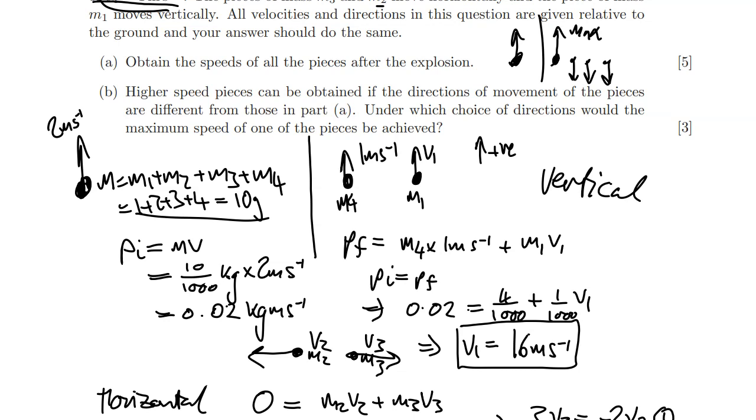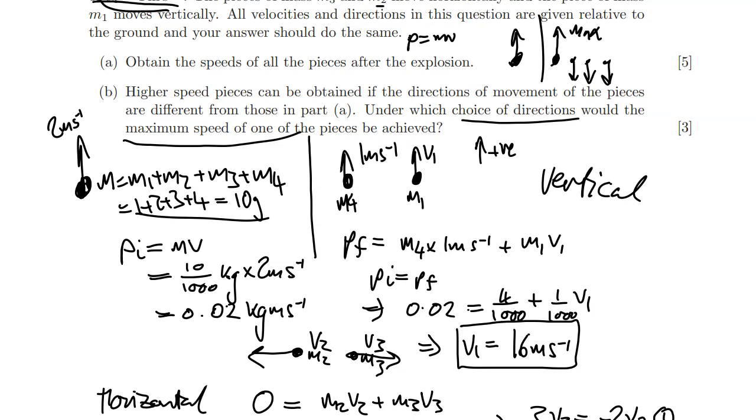Basically, we've got one piece initially that's traveling upwards. That then explodes. If we want the maximum speed of one piece, first we take the lightest piece, because we know that momentum is mass times velocity, so the smaller the mass, the higher the velocity. So we want to take the lightest piece and have it traveling upwards. We take all the other pieces and have those traveling downwards. It should be intuitively clear that this is the choice of directions that would give the maximum speed.